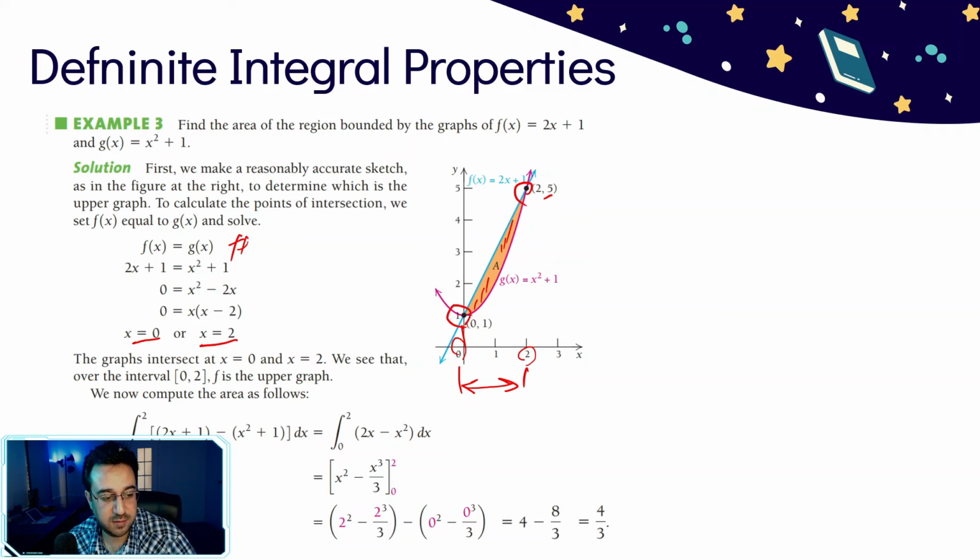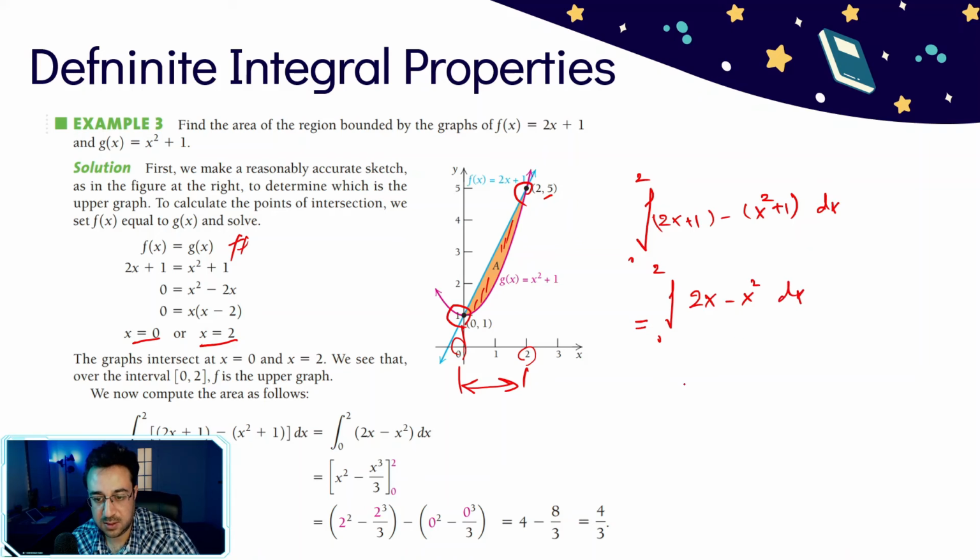Now the integration from 0 to 2 would be the integration from 0 to 2 of f of x minus g of x dx, as we learned in the theorem. That's 2x plus 1 minus x squared plus 1 dx. You can distribute the integration on that in case you need it, or you simplify the form: 2x minus x squared dx.